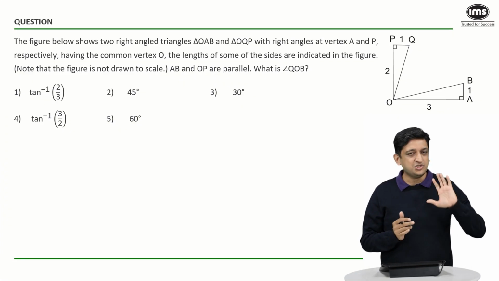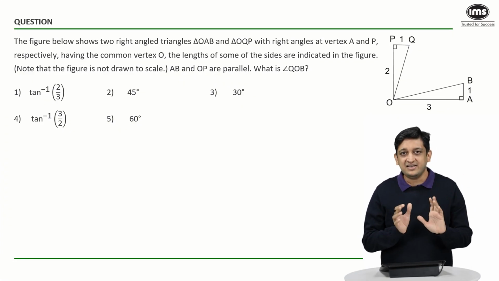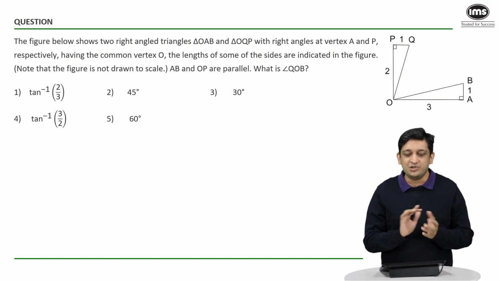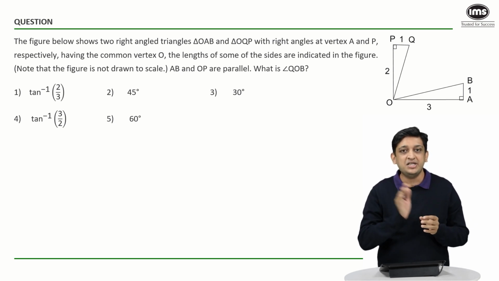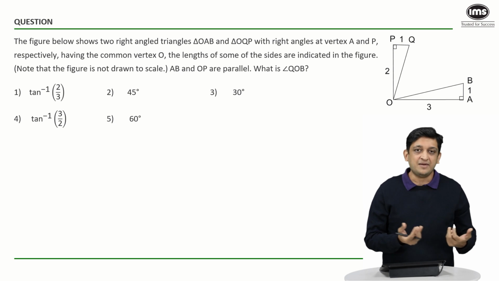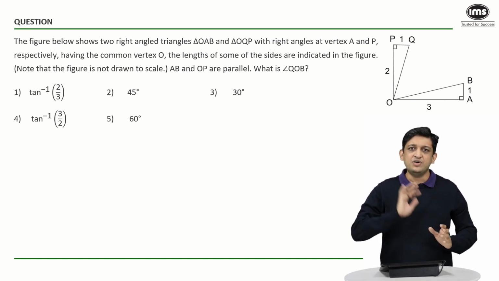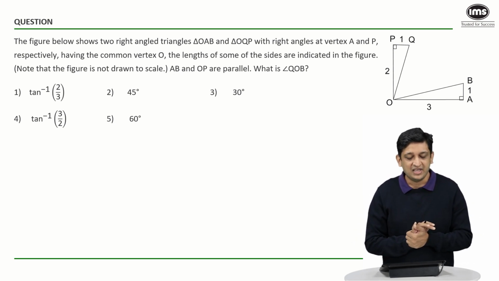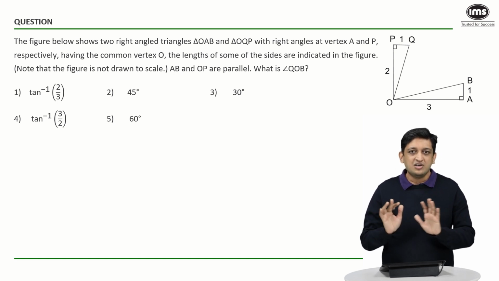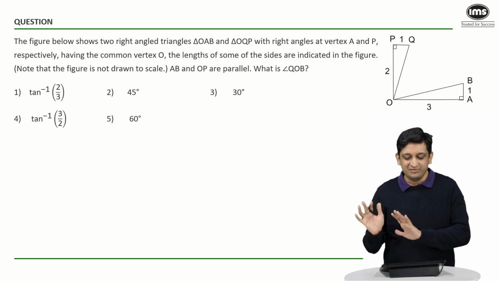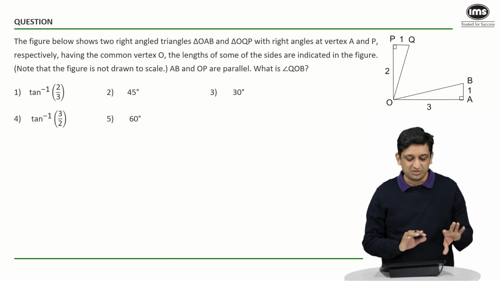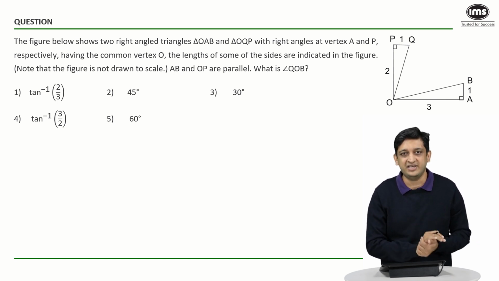Now this is a rather interesting question because you have two right angled triangles. You may or may not be able to figure out that PO is perpendicular to AO, and there are a couple of options which talk about tan inverse 2 by 3 and tan inverse 3 by 2. Now these are all cues that will throw you off and you will probably not want to attempt this question because there seems to be a bit of trigonometry involved.